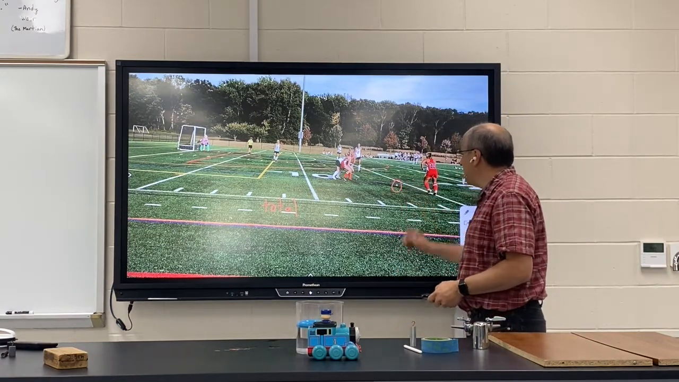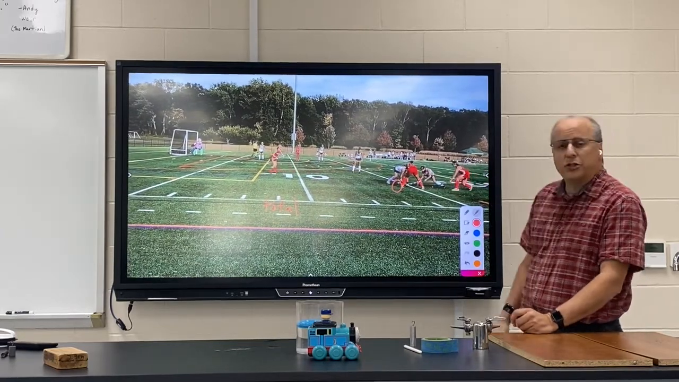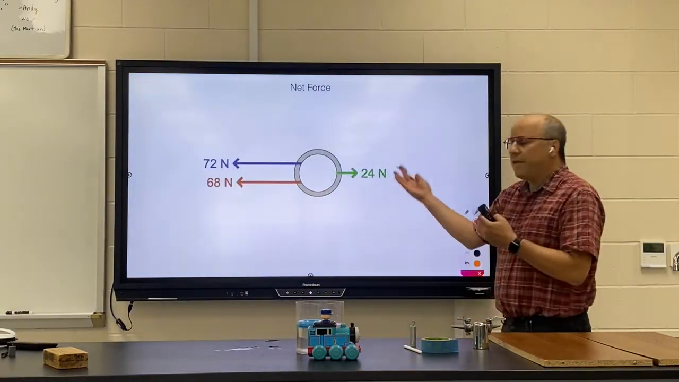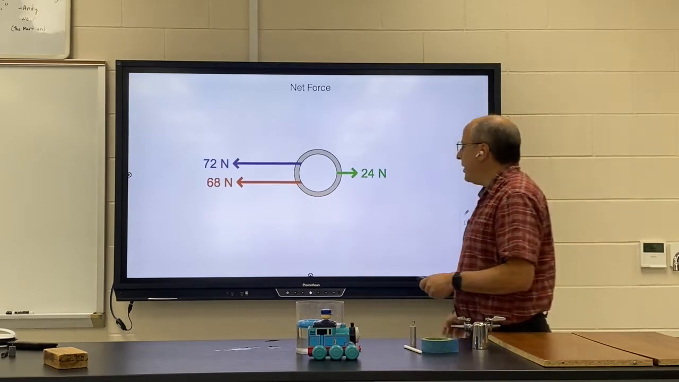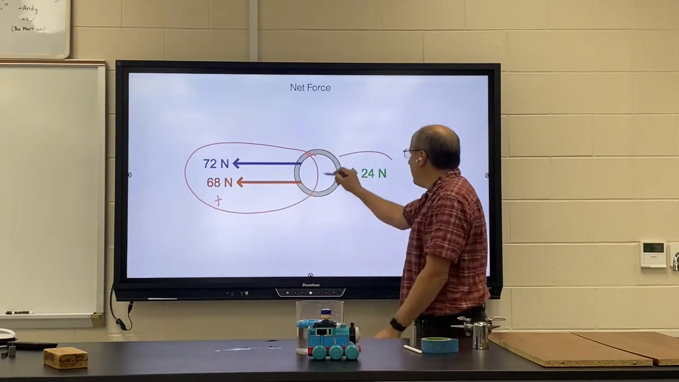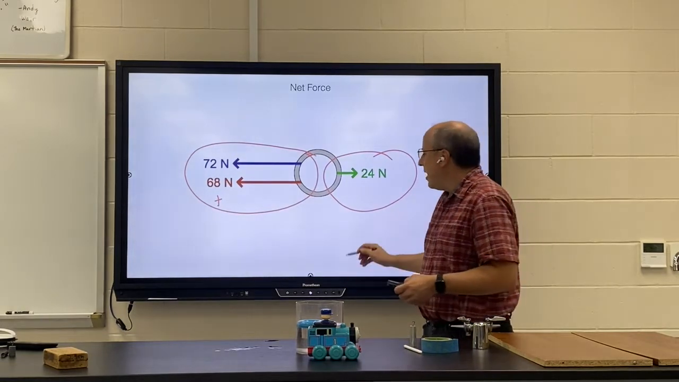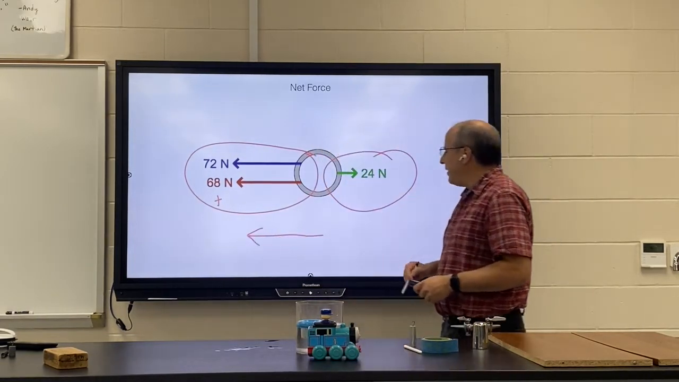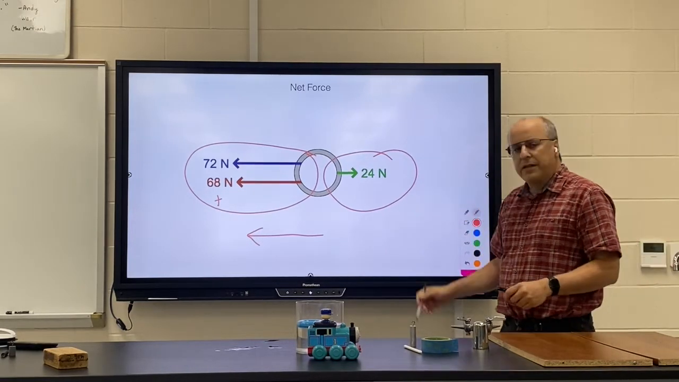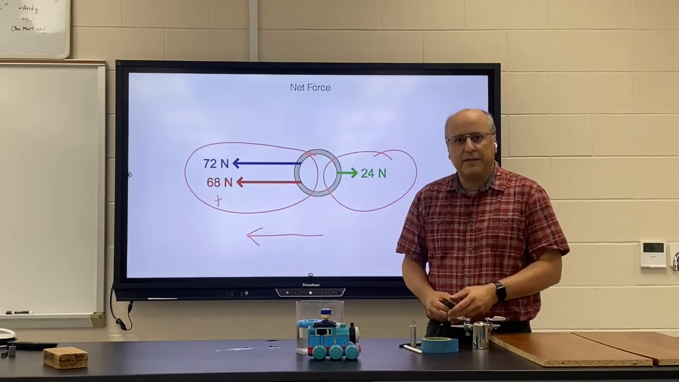So if you focus on this field hockey ball, we see people fighting over the ball and they're all pushing in different directions. So how do we figure out who wins? We find the net force. We have two forces going to the left, so we would add them together. We have one force going to the right, so we would subtract it from these two. Obviously, the net force is going to go to the left. There's a lot more total force pushing left than there is force going to the right. All right, so that is the idea of net force.